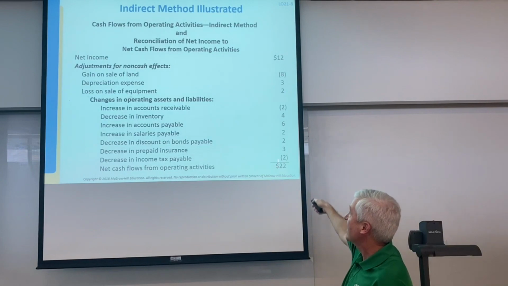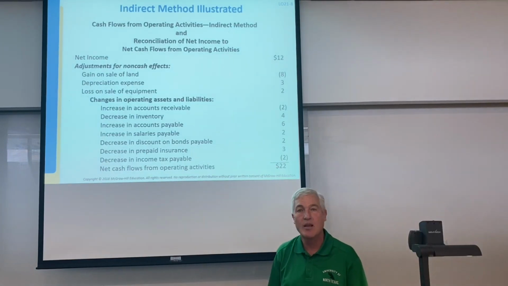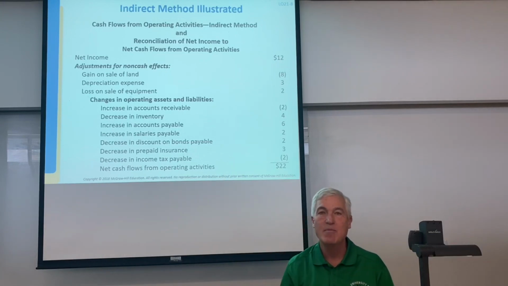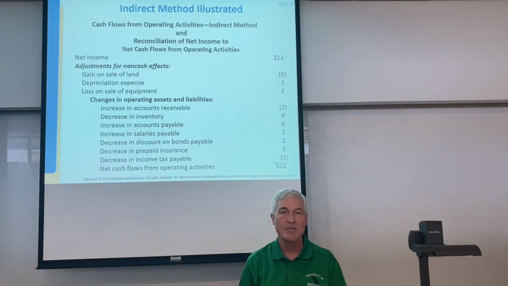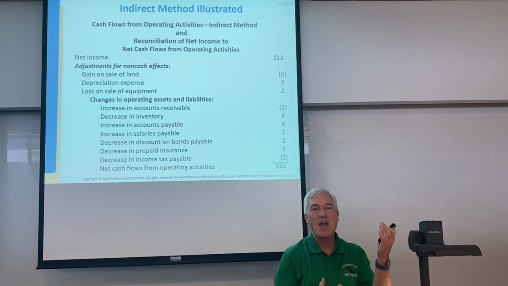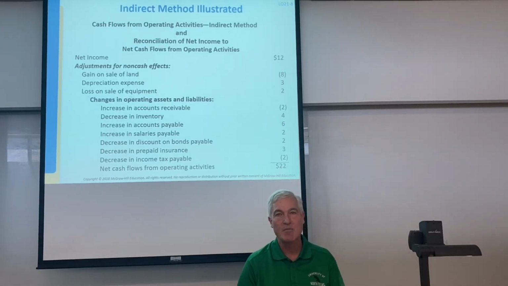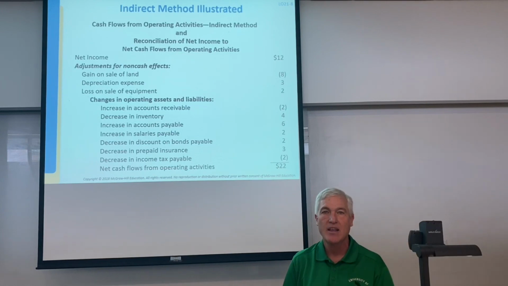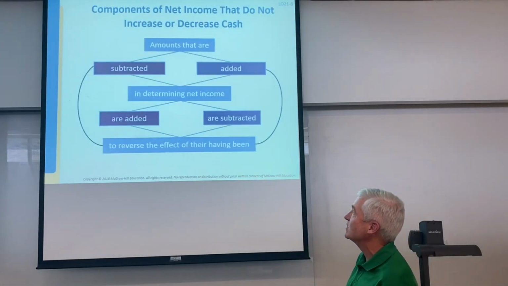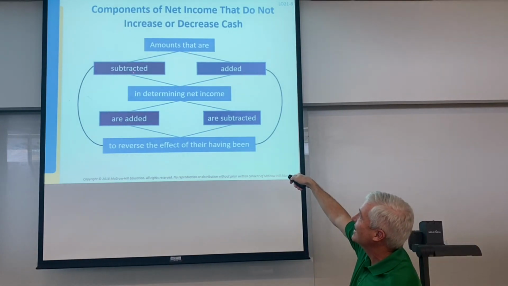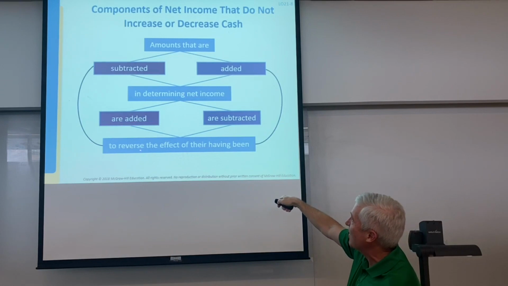And then I'm going to look at all my changes in current assets and current liabilities. If my current assets go up, that had to be a negative cash flow item. If my liabilities go up, it means I didn't pay for some stuff that I expensed in net income. That's going to be in the same direction, and we'll walk through that in the next lecture before we work problems. But here, amounts that are subtracted in terms of net income are added back. Amounts that are added are subtracted.